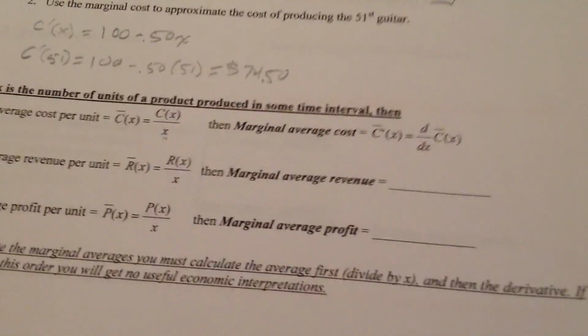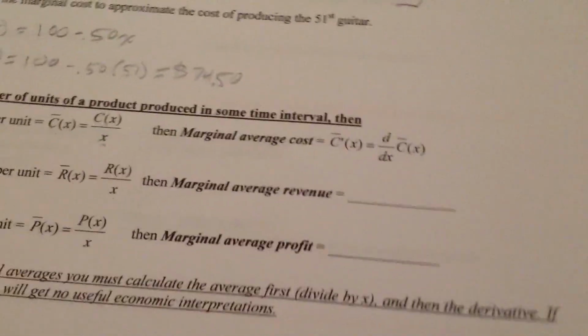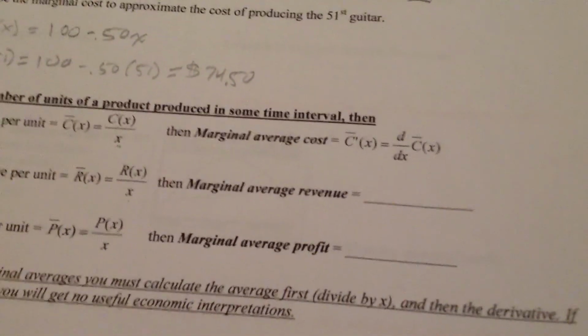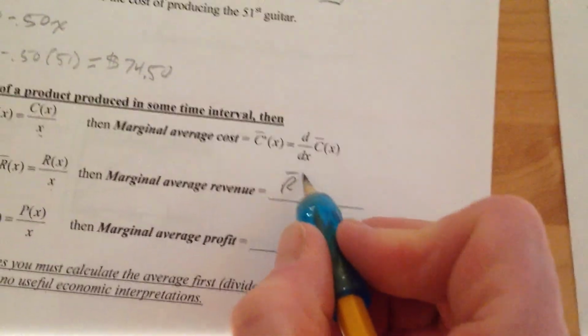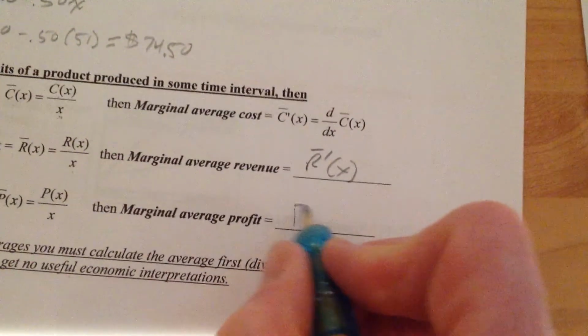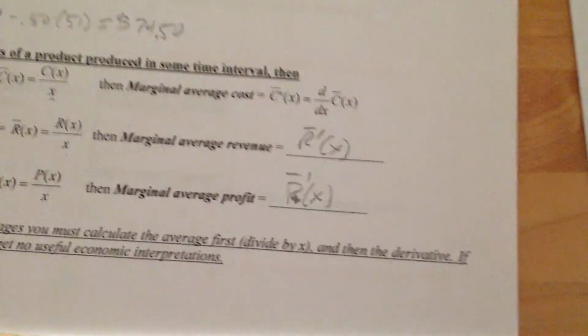So those are averages. And again, we can find the derivative of each of those. You have to watch the terminology. The difference between marginal average cost and marginal cost is just the one word in there, so you've got to be careful of it. So marginal average revenue would just be the derivative of average revenue, and marginal average profit would be the derivative of average profit.